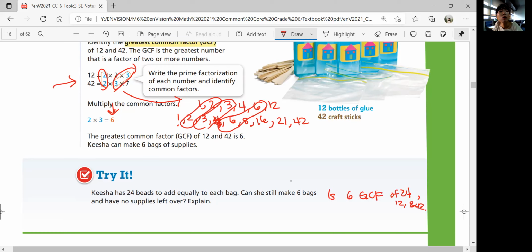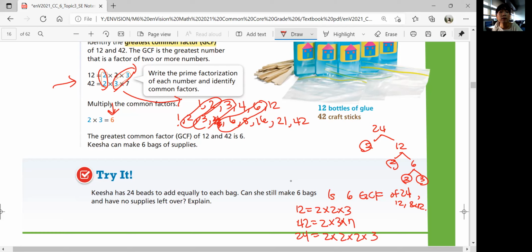Okay, so let's write down the prime factorization for these 3 numbers. So 12 was 2 times 2 times 3. 42 was 2 times 3 times 7. We need to prime factorize 24. Let's use the factor tree. 24 divided by 2, you have 12. Divide 12 by 2, you get 6. Divide 6 by 2, 3. And that's our prime factorization of 24. Okay, 2 times 2 times 2 times 3.